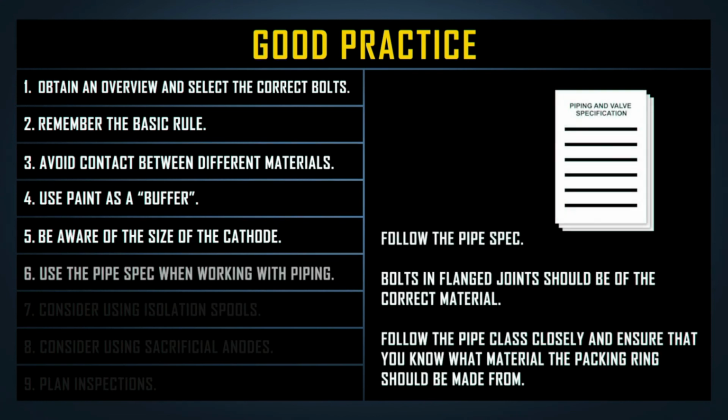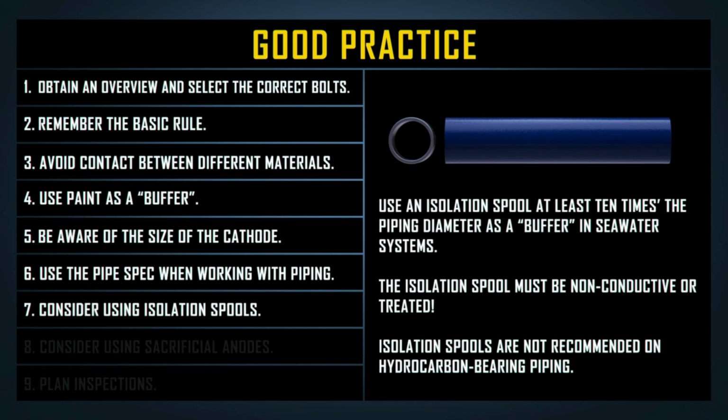For piping connections, follow the pipe spec to ensure that bolts and packing rings used in flanged joints are made of the correct material. If piping of two different materials needs to be connected, isolation spools can be used. In seawater systems, the isolation spool should be at least 10 times the piping diameter. The isolation spools must be non-conductive, such as GRP, or treated internally, such as with an epoxy paint or vulcanized rubber. Isolation spools are not recommended on hydrocarbon-bearing piping.